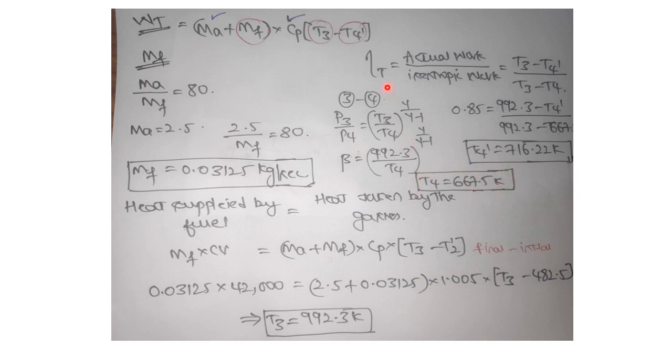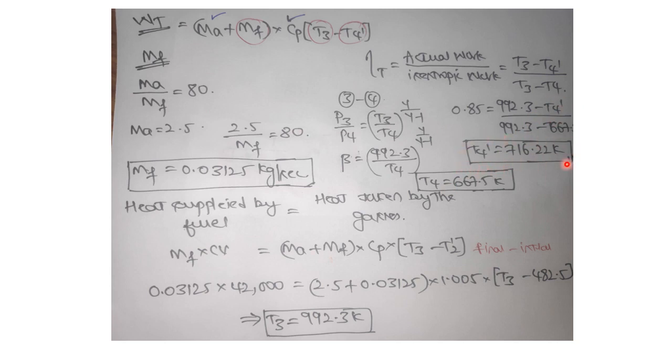Actual is the one where dash is involved, so T3 minus T4 dash. Isentropic work is the ideal one where no dashes are involved. It is just T3 and T4. You have calculated T4 from here. You know the value of T3 from here. Substitute everything. Only T4 dash would be unknown. So T4 dash you can calculate easily as 716.22 Kelvin.